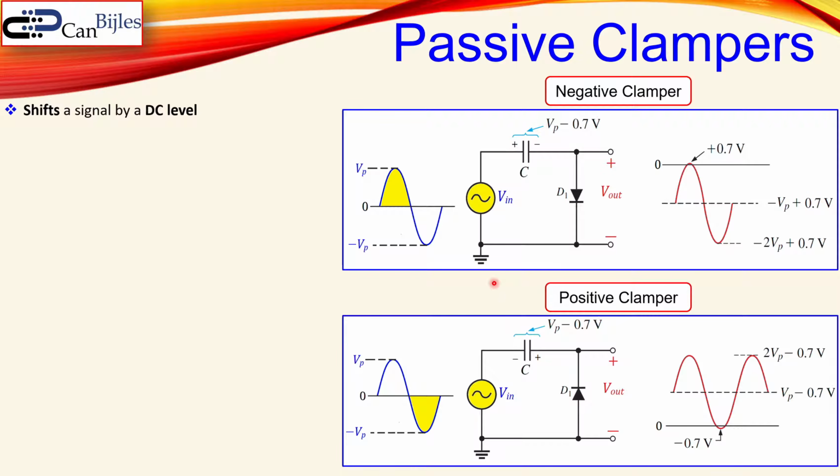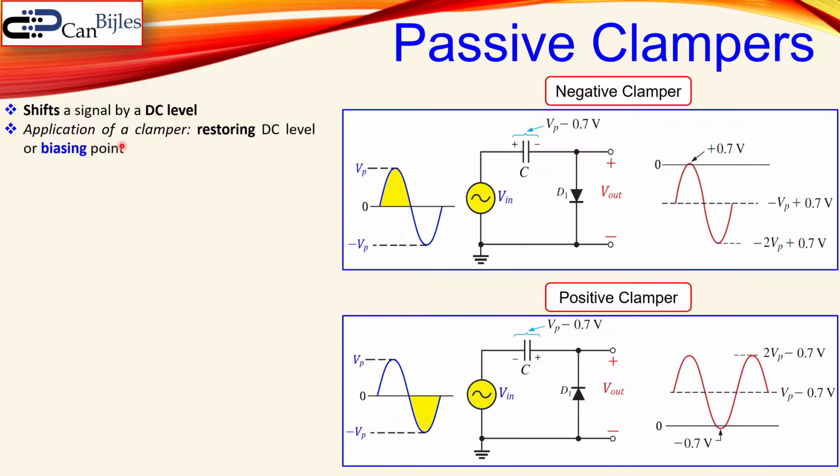So what we have is a shifting of our signal by a DC level. You can actually see that this signal, which has a DC level of 0, is now shifted down by Vp plus 0.7 because of, again, the voltage drop across the diode. And here it is upshifted, so going up, that's why it's called a positive clamper or positive shifter, and then the value is Vp minus 0.7 volts.